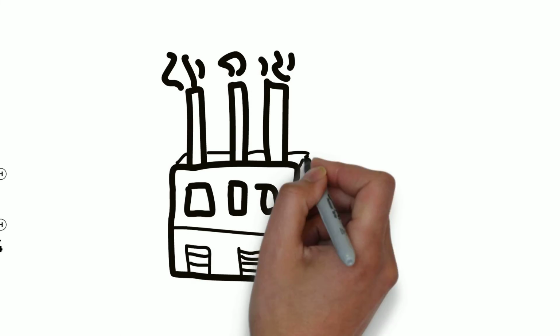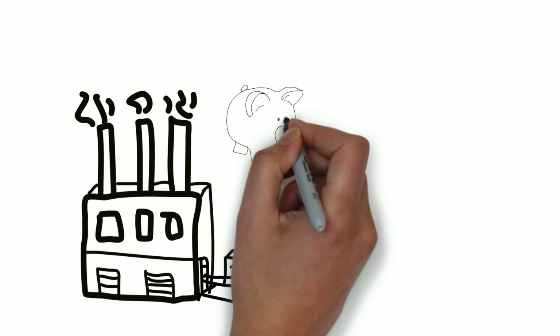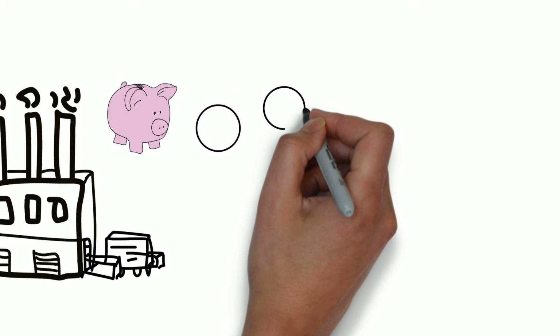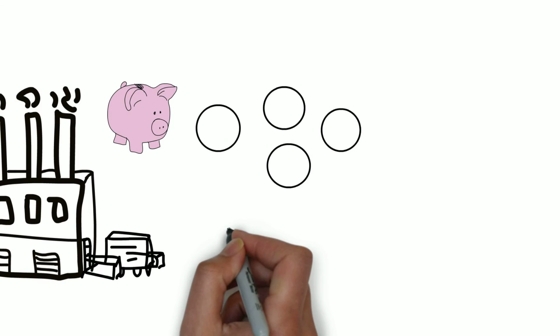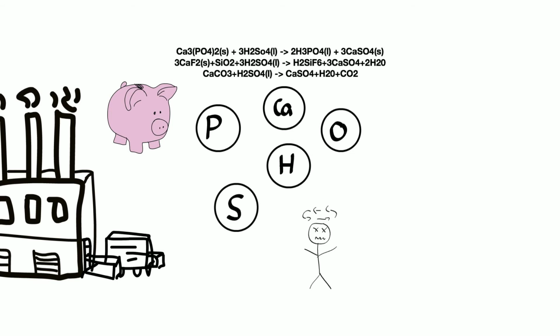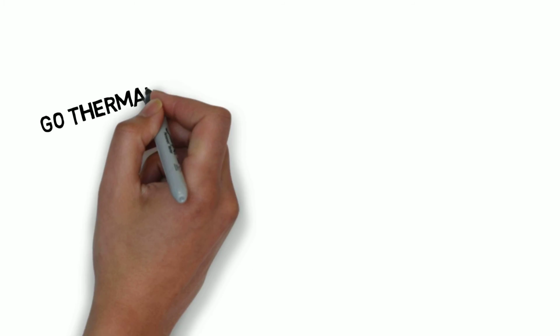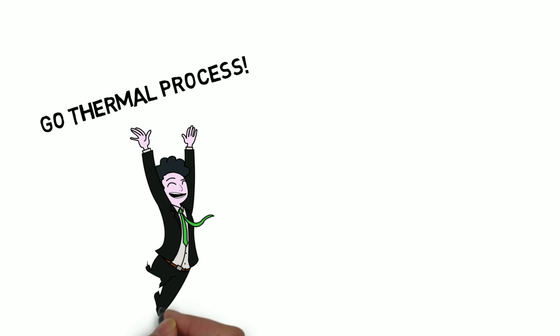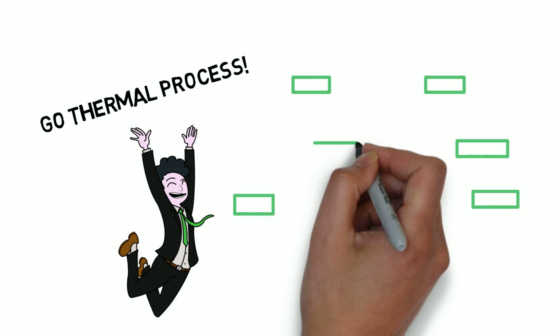The wet process is, however, a much more difficult and costly process that includes elements such as calcium, phosphorus, oxygen, hydrogen, and sulfur, which use far less phosphoric acid. For this reason, businesses are only using the thermal process to gain more profit. But even though the economy could potentially benefit from this process, the environment will be affected as well.